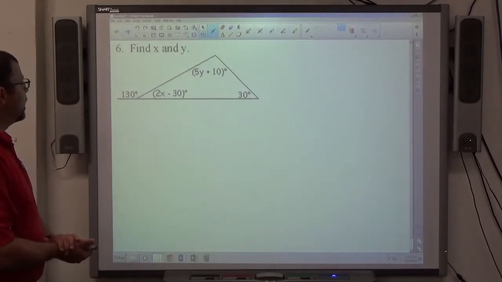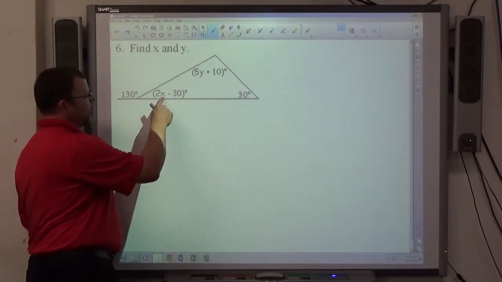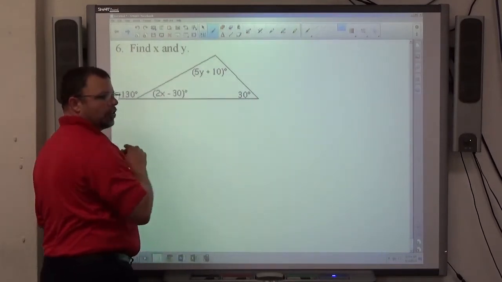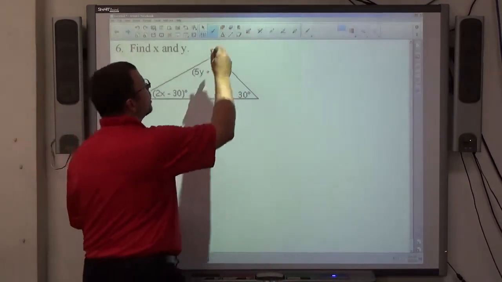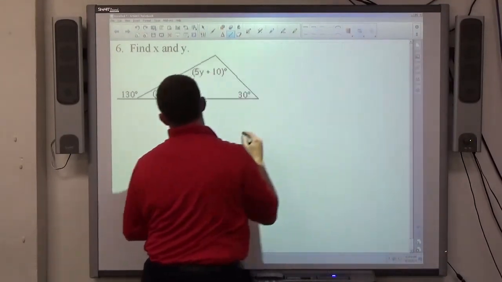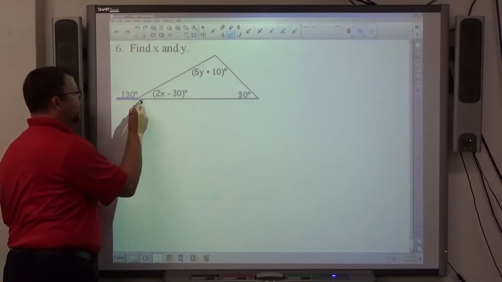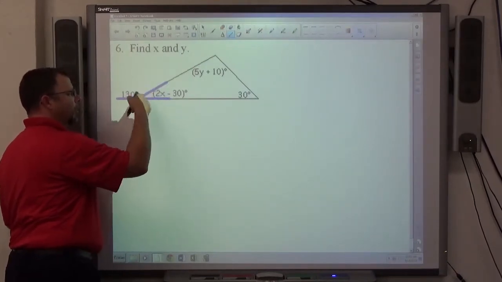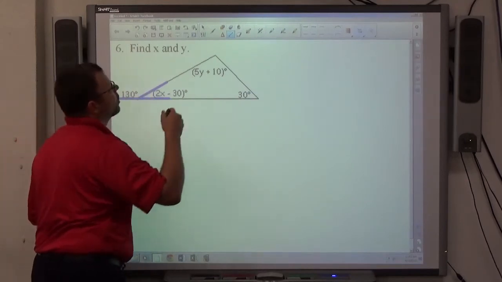Number 6, find x and y. X is in this expression, y is in that. So we've got 180 degrees in a triangle, but I got too many letters in the triangle to be able to use that right away. What I can use right away, though, is the fact that this is a straight line right here, and this segment here cuts this into two separate angles.